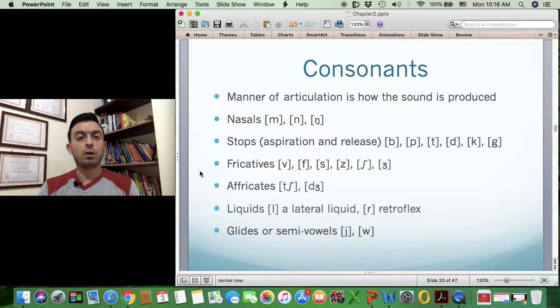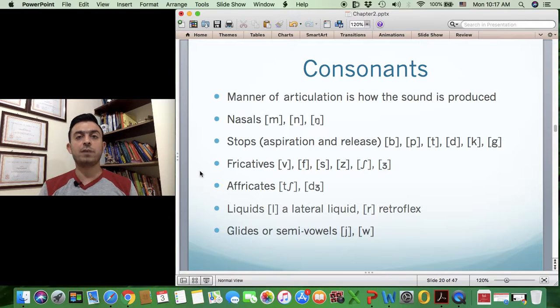So stops, we call it stop because we completely stop the air as we say the sound. For example, p, t, right? So complete stoppage of air, and then I let the air all of a sudden release. I end up making a plosive or a stop sound.